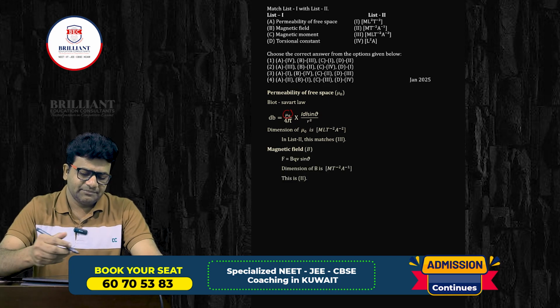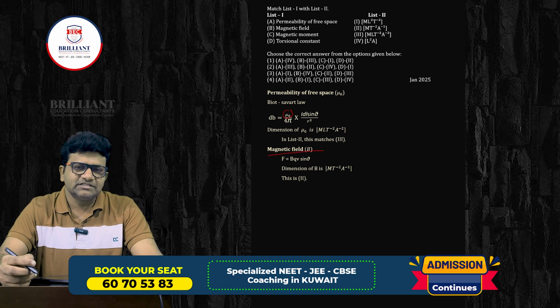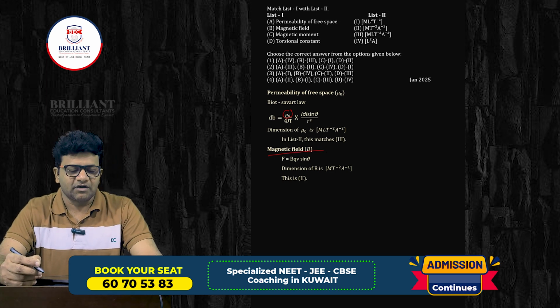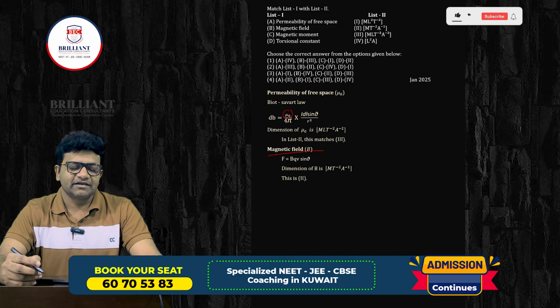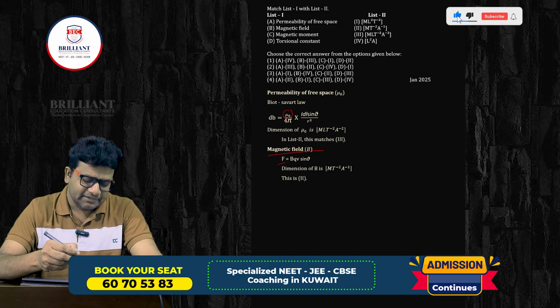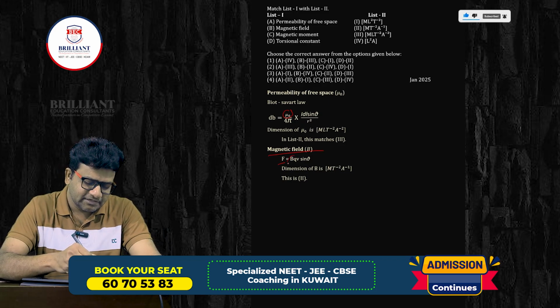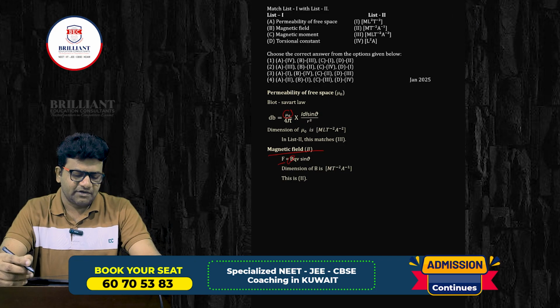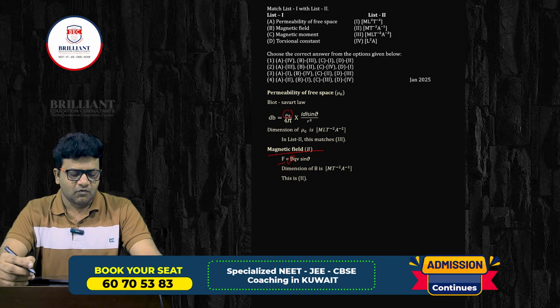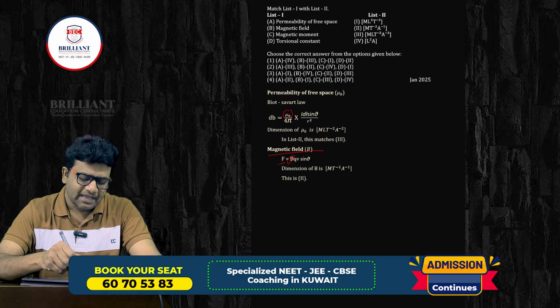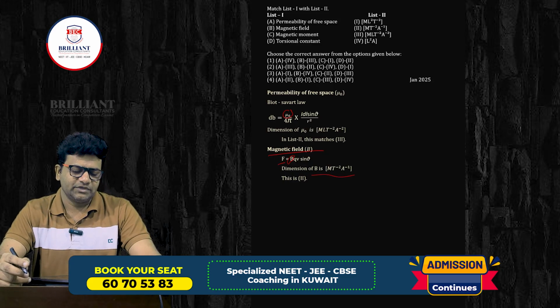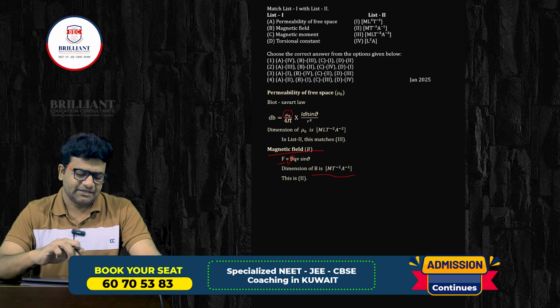Then the second one, the magnetic field. We can get the dimension from the Lorentz force equation, that is F equal to B Q V sine theta. Here F is the force, Q is the charge, V is the velocity and theta is the angle. Here B is the magnetic field. By substituting the dimension of force, charge and velocity, we can find out the dimension of B as M T raised to minus 2, A raised to minus 1. This is the second option you can see.